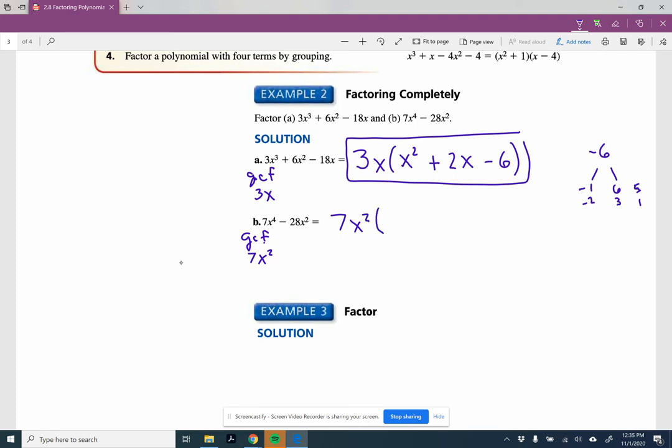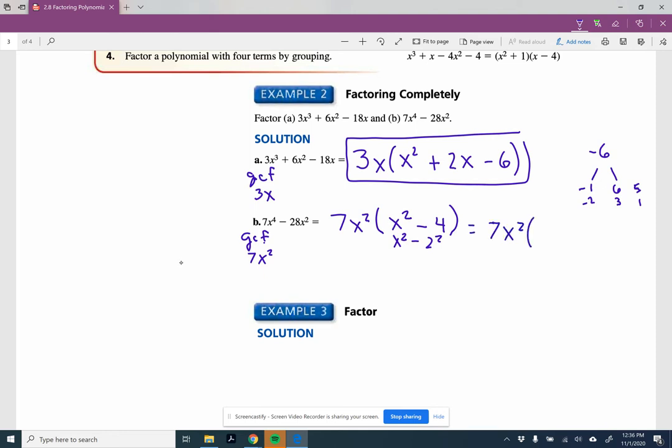7x to the fourth divided by 7x squared. We've taken out 2 of the factors of x. That means there are 2 left. And 28 divided by 7 is 4. And we've factored out both of the factors of x, the entire x squared. Now, what do we have? We have a squared minus b squared, where a is x, b is 2, because that is x squared minus 2 squared.